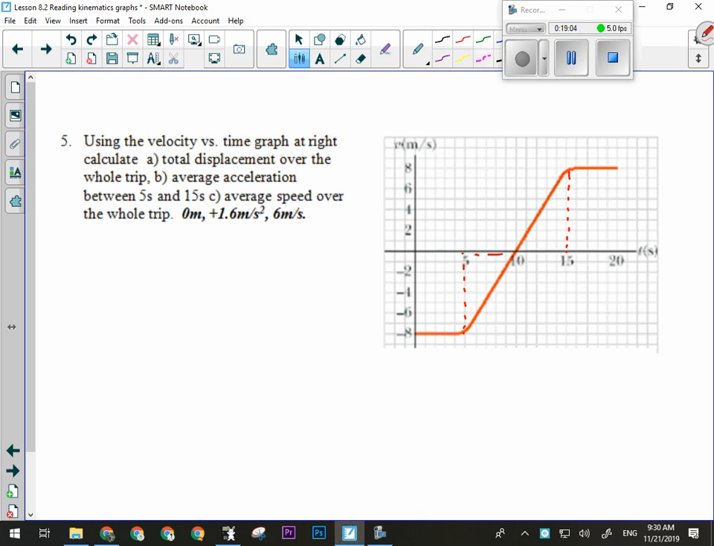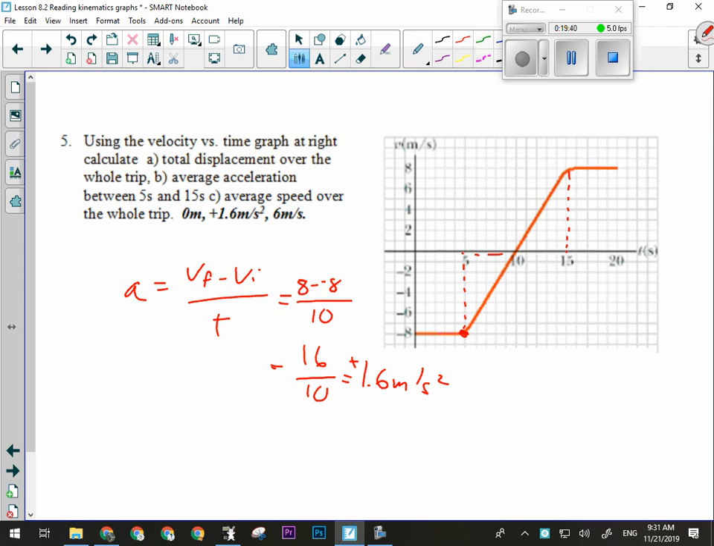Okay. Now, for average acceleration between 5 and 15 seconds. So at time 5 seconds, we're moving at what speed? -8 meters per second. At time 15 seconds, we're moving at +8. All right, so acceleration equals Vf minus Vi over t. So that's going to mean 8 minus -8 divided by 10 seconds. All right, 8 minus -8 is 16, divided by 10 is 1.6 meters per second squared in a positive direction. I mean, during that time, it is definitely accelerating in a positive direction. That's why it ends up moving in a positive direction eventually.